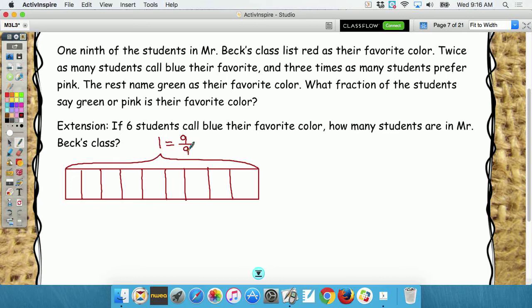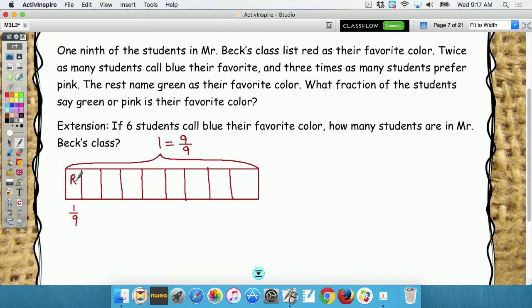So it says, 1/9 of the students in Mr. Beck's class list red as their favorite color. So 1/9 choose what? Red. I'm writing it like this. If I do all those brackets, it's going to get too busy at the bottom. Okay? All right, the next one says, so this is what we know. 1/9 are red.